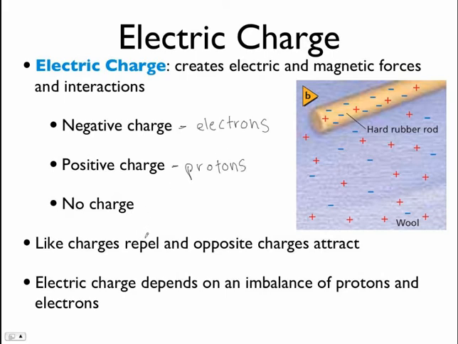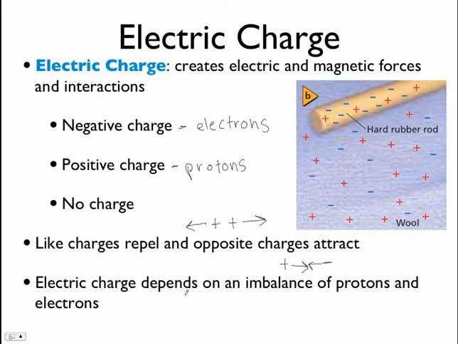And just like in chemistry, and if you've ever used a magnet, like charges repel and opposite charges will attract. So if you have two positive charges, they will both want to move away from each other. And if you have a positive and a negative charge, they'll both want to go towards each other.